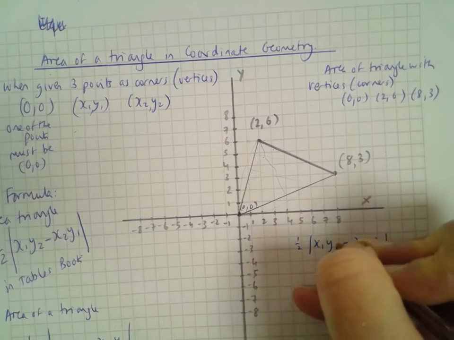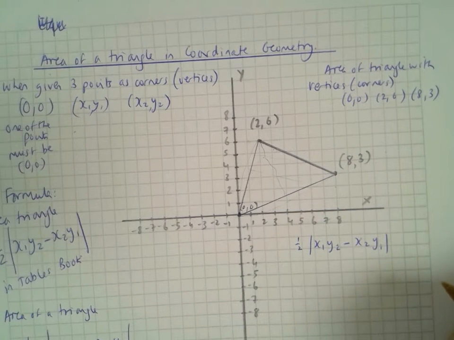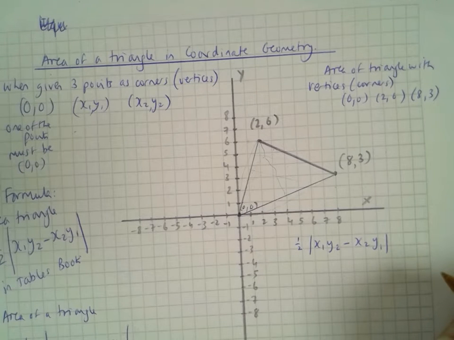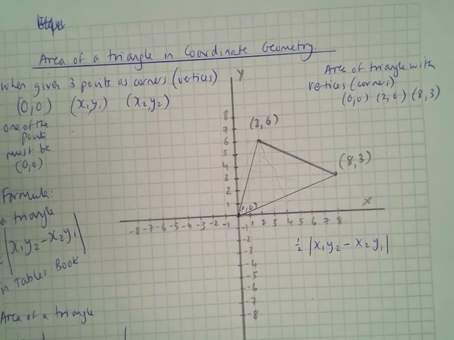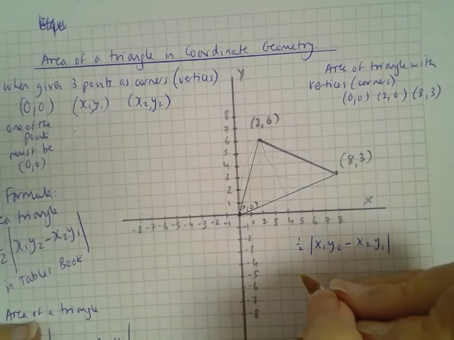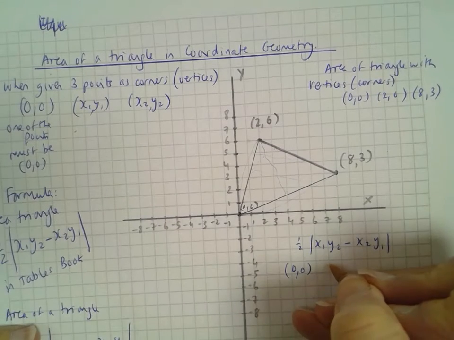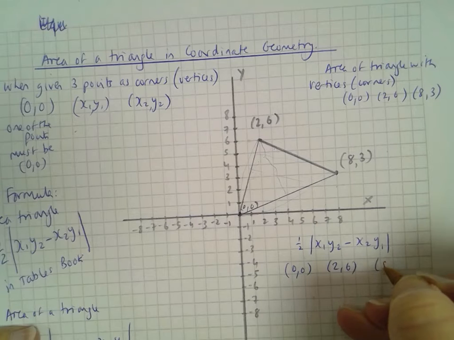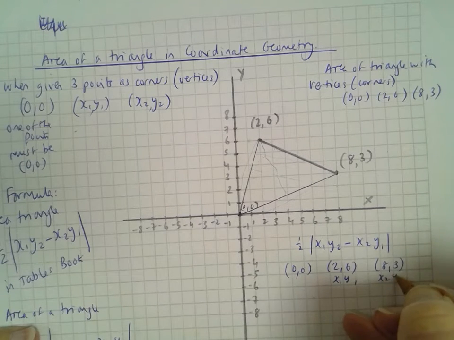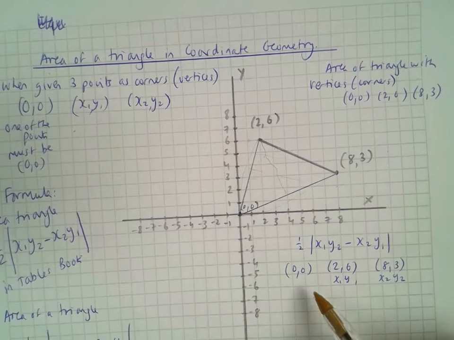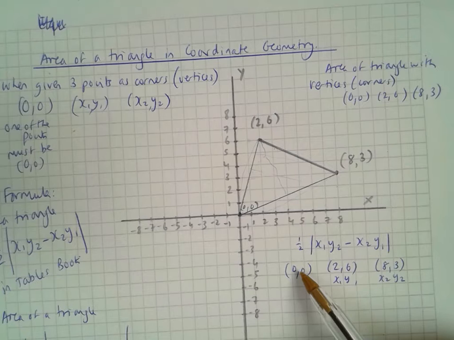Now, once you get the hang of this, it's actually really easy. Once you get the hang of this, it's just a question of making sure you have everything labeled correctly. So let's just take that again. We've got 3 points, 0, 0. We've got 2, 6, and we've got 8, 3. x1, y1, x2, y2. Do you notice I didn't give 0, 0 labels like x1, y1 or x2, y2, because it's just a condition that has to be true.